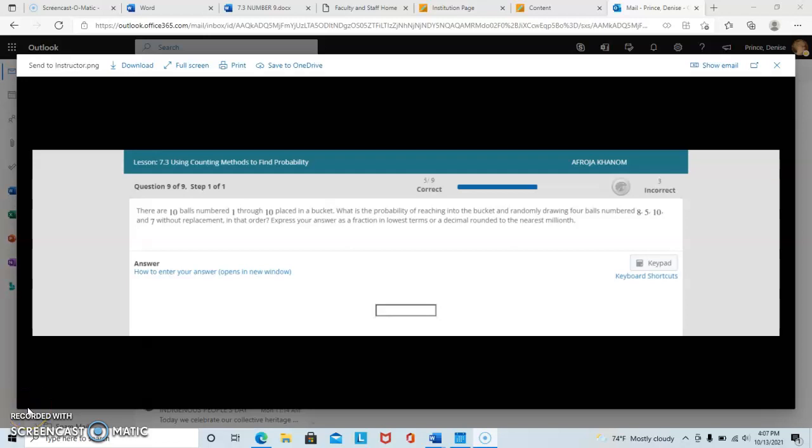This is a solution to one of the questions from Hawk's Learning, section 7.3, question number 9. It says there are 10 balls numbered 1 through 10 placed in a bucket. What is the probability of reaching into the bucket and randomly drawing 4 balls numbered 8, 5, 10, and 7 without replacement in that order? Express your answer as a fraction in lowest terms or a decimal, rounded to the nearest millionth.